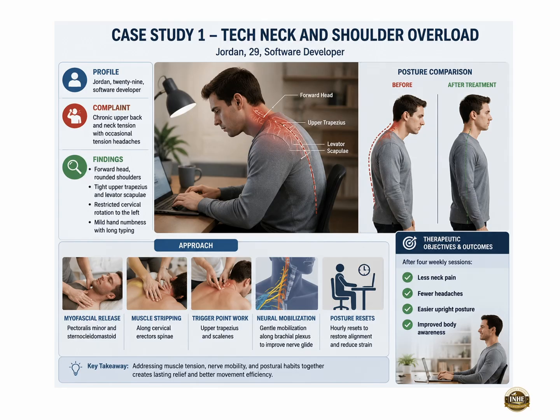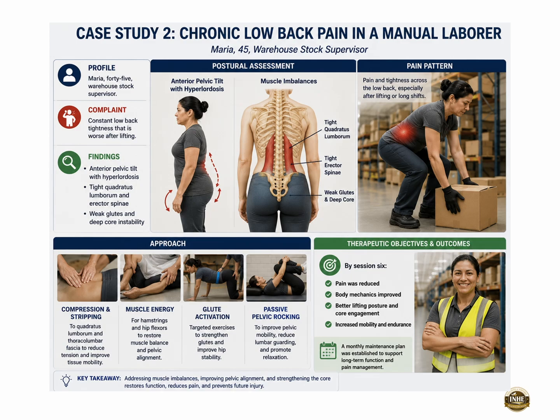Next, case study on chronic low back pain. This client demonstrated anterior pelvic tilt and excessive lumbar lordosis. Overactivity within the quadratus lumborum and hip flexors contributed to compensation and pain. Treatment focused on restoring pelvic balance and improving movement mechanics.